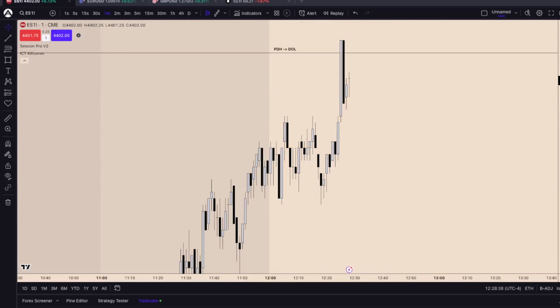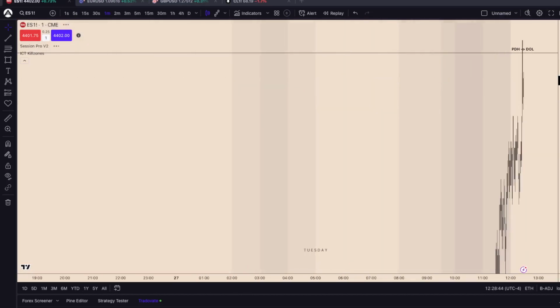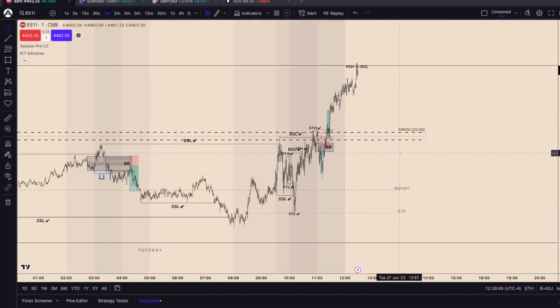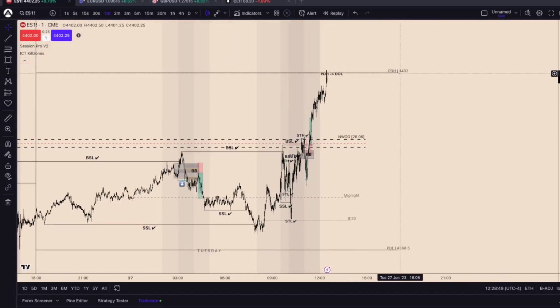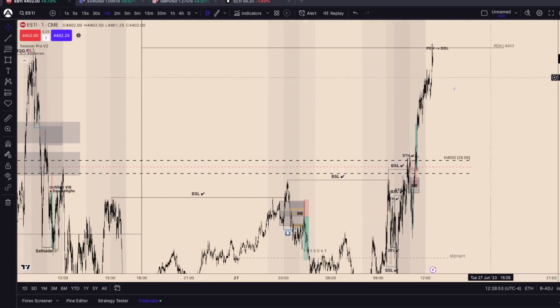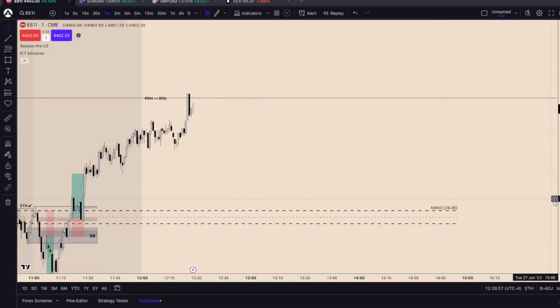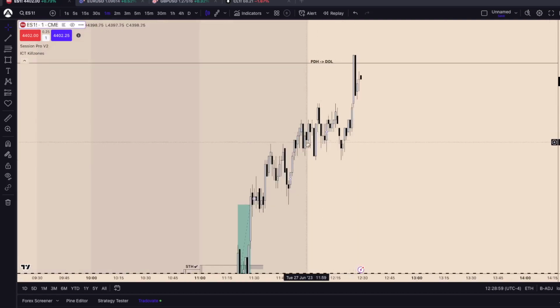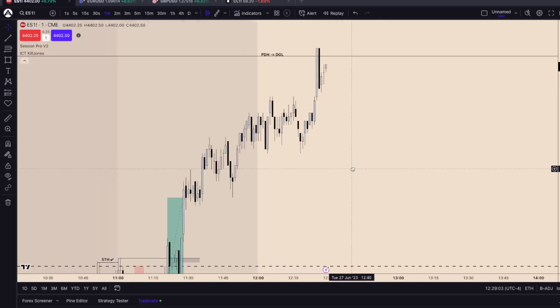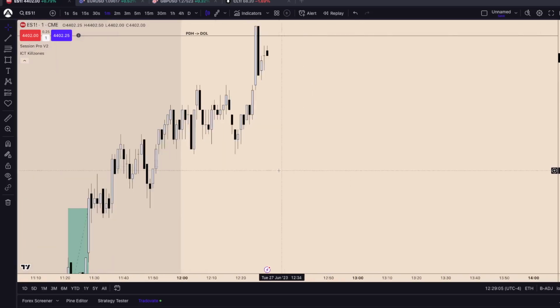So the trade idea came from knowing what the next likely drawn liquidity would be, which is shown by the Session Pro version 2 as well: the previous day high right here at 4403. Going back from there, I know what the drawn liquidity is, and I watch price action. Even though we're in the rollover time, or lunch hour basically, I saw this little beauty right here.